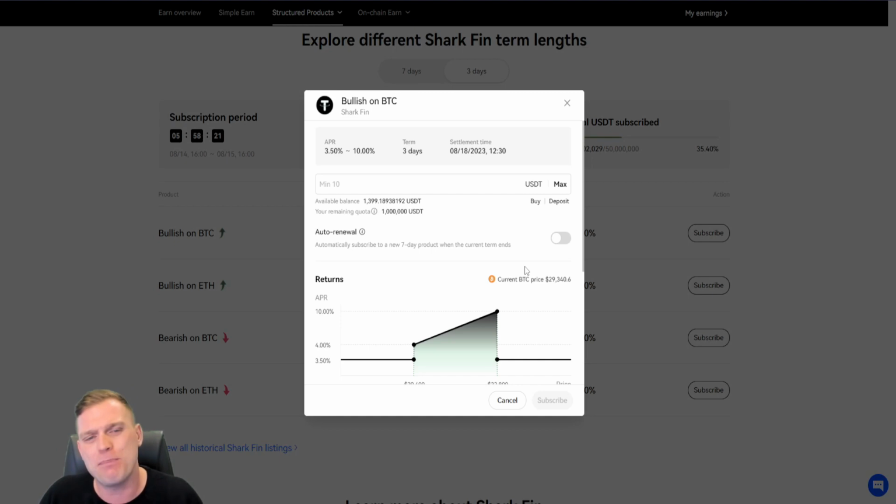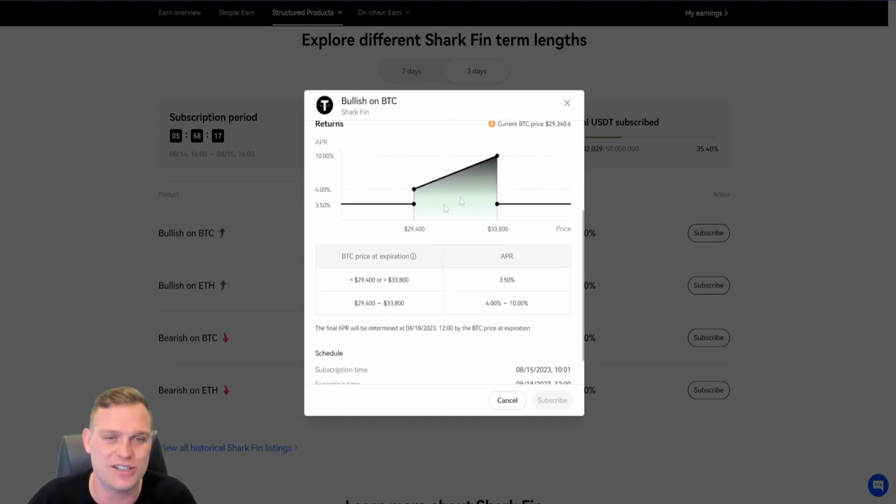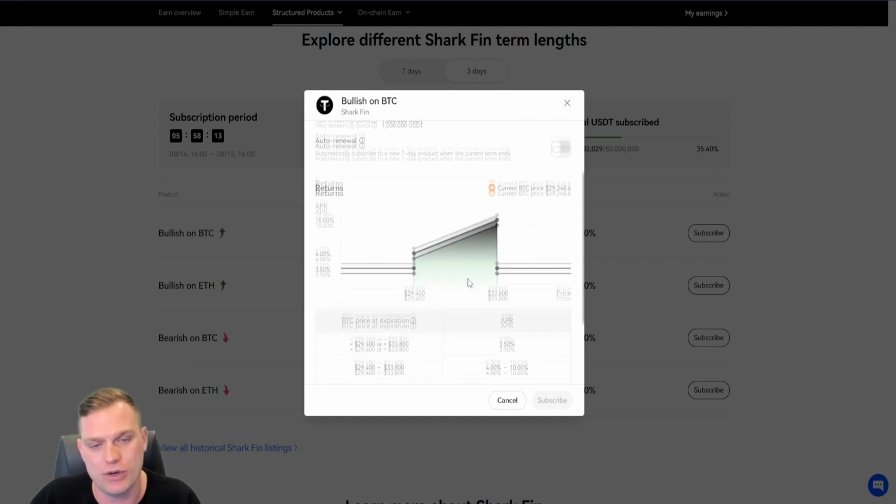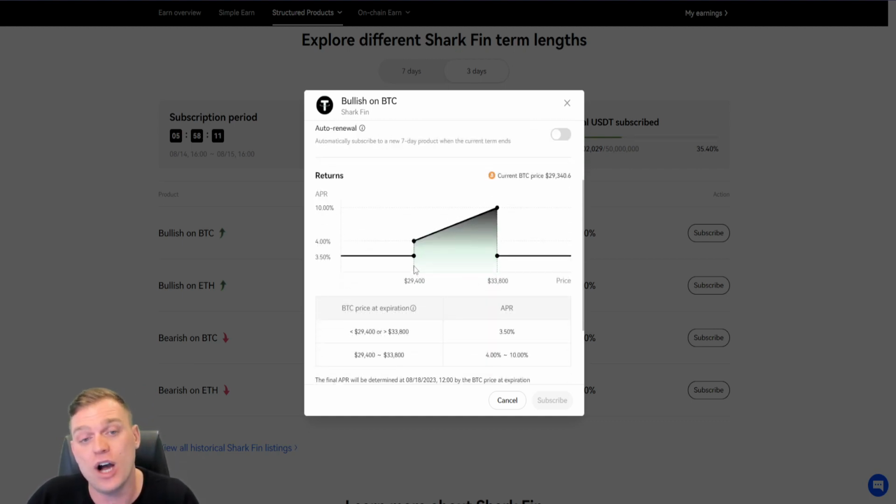Now we're getting a bit more of an illustration as to how it works, and funnily enough, it does look like a bit of a shark fin. So if I'm going to be bullish on the Bitcoin price, that would mean I would hopefully have the Bitcoin price settle in the next 3 days between 29,400 and 33,800.